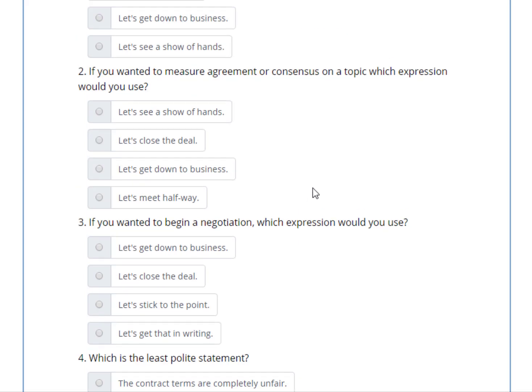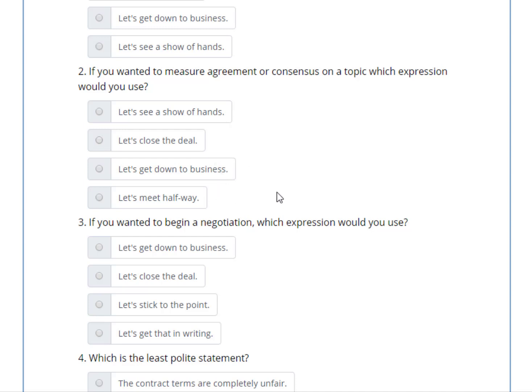So how about this one? If you wanted to measure agreement or consensus on a topic, which expression would you use? Right, measure agreement or consensus. So here's an interesting one. Like, what does consensus mean? Right? That's probably a good time to go on Google and start looking up these words, to look up these vocabularies. See, what does this word mean? Let's see a show of hands. Let's close the deal. Let's get down to business.